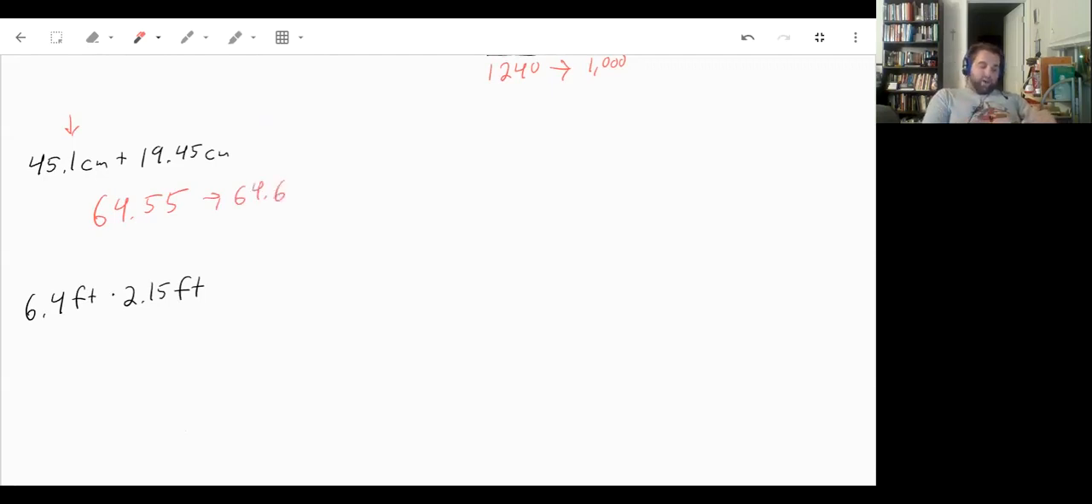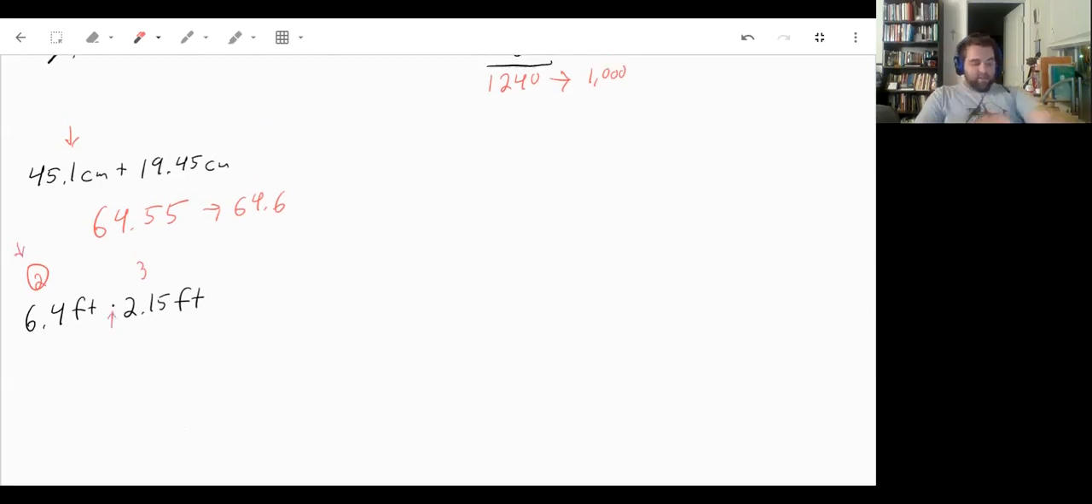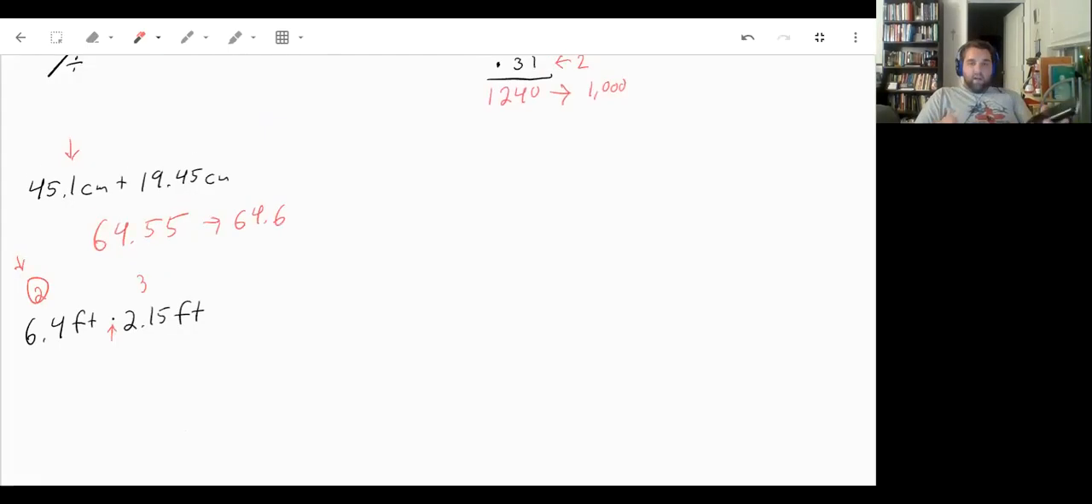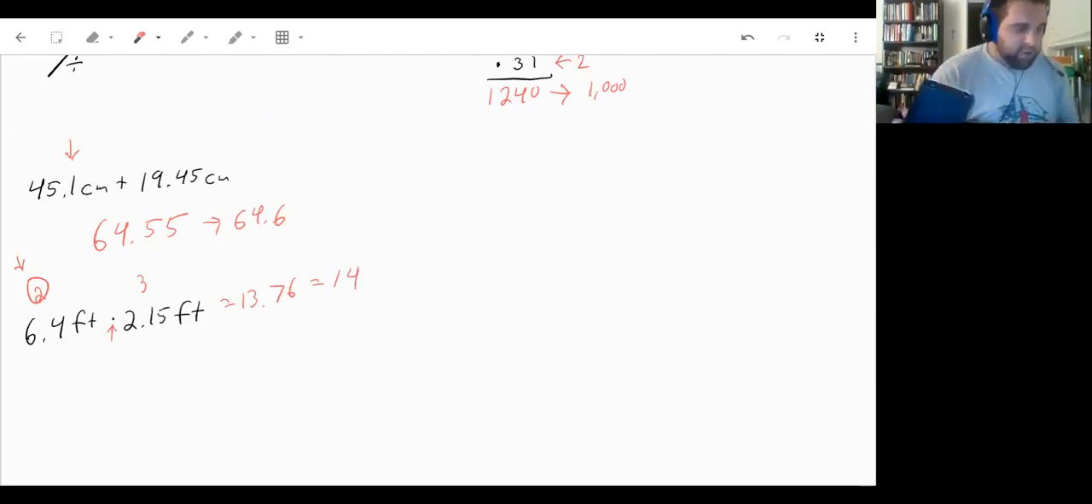This one, when we multiply, our first number has 2 significant digits, our second has 3, so our answer has to round to 2 significant digits because we're multiplying. So 6.4 times 2.15 comes out with an answer of 13.76. But we need to go to 2 significant figures, so that's going to round then to just 14.